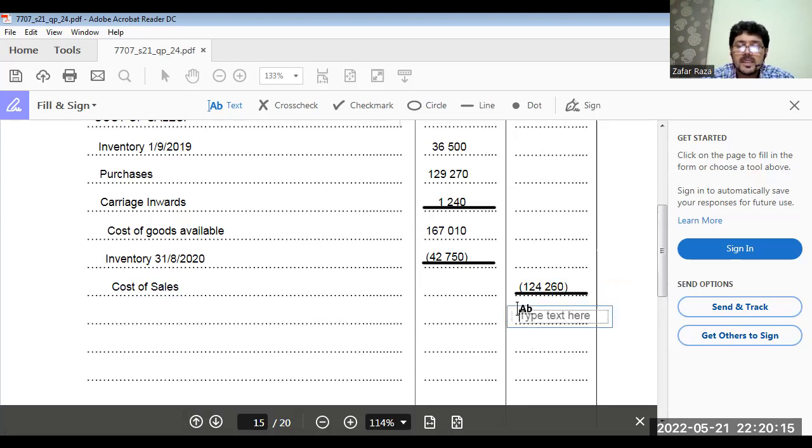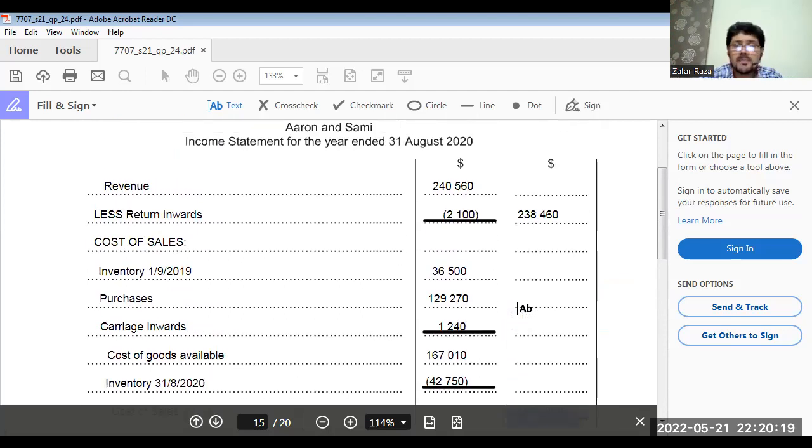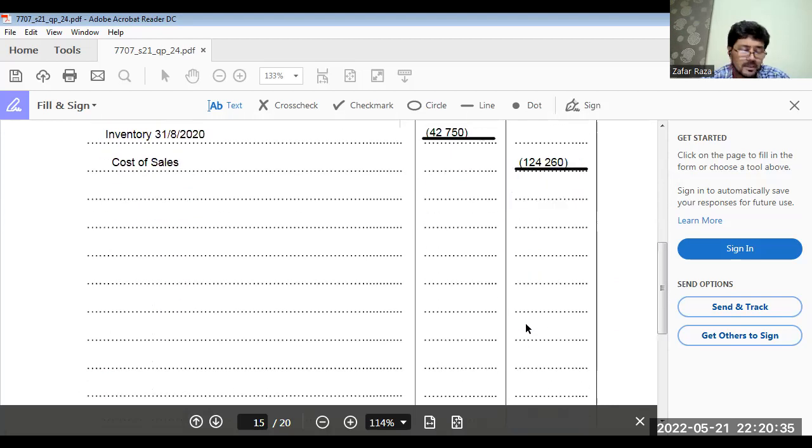Now, net sales minus cost of sales will give you gross profit. It's a very long paper for my students. I know, very lengthy paper. 238,460 minus 124,260, 114,200 is the gross profit.